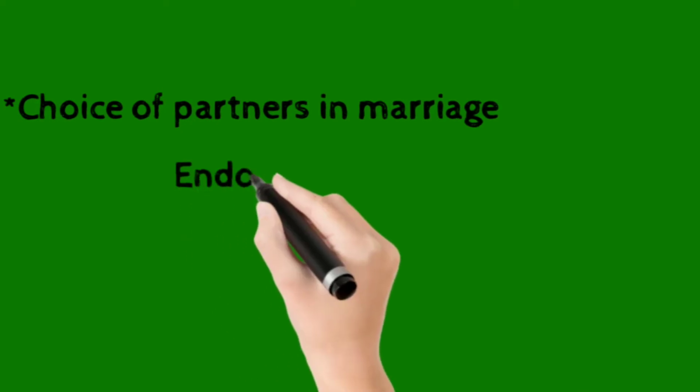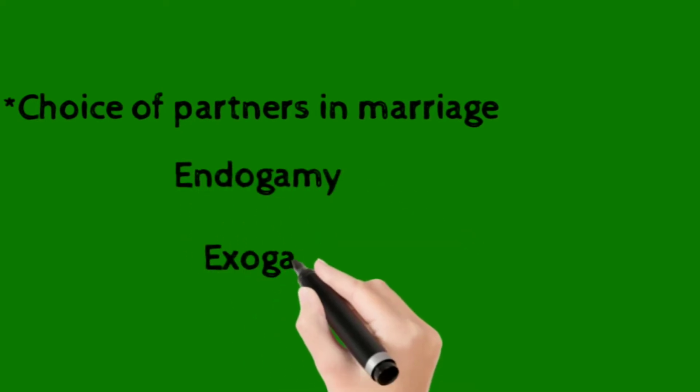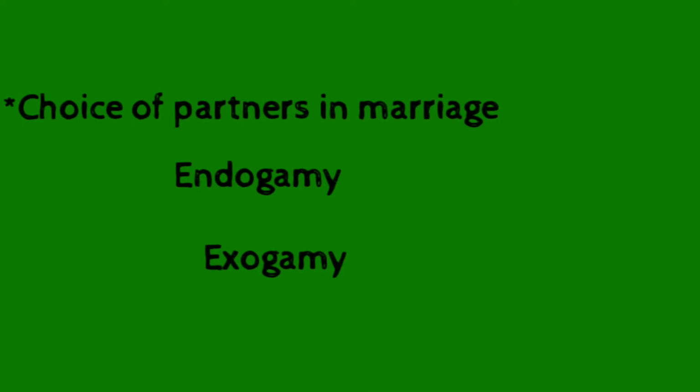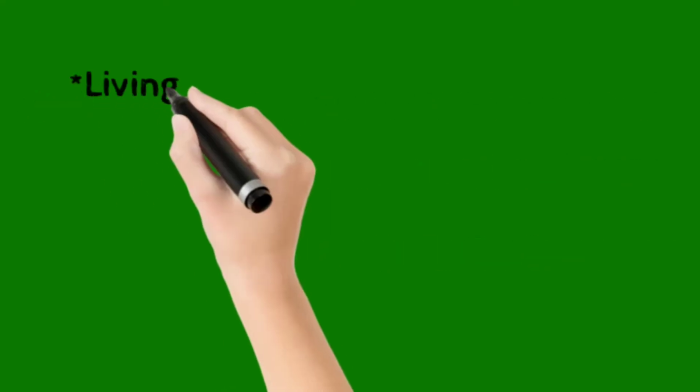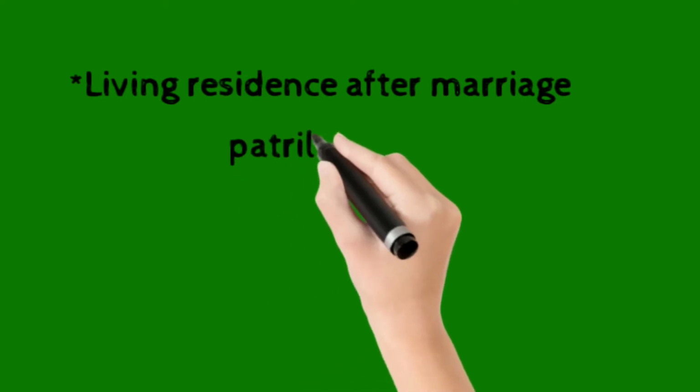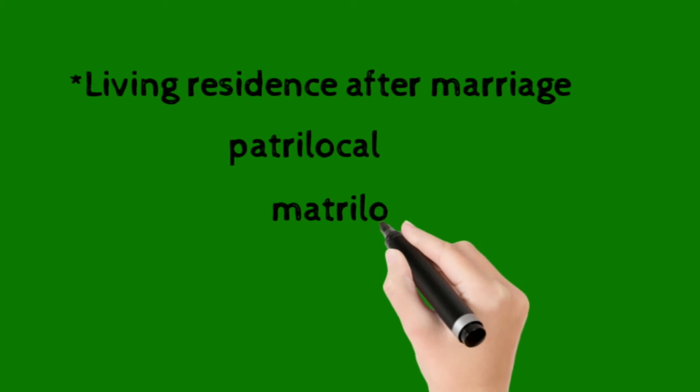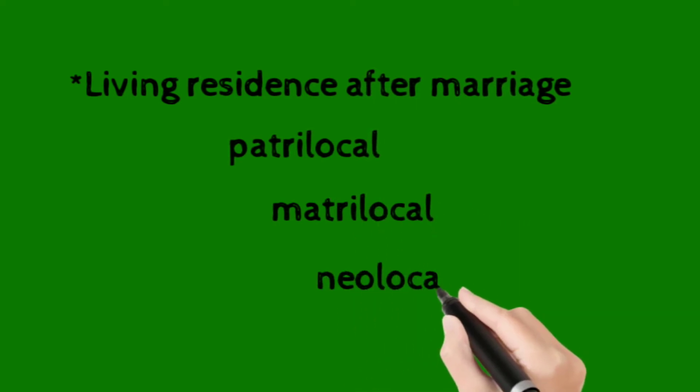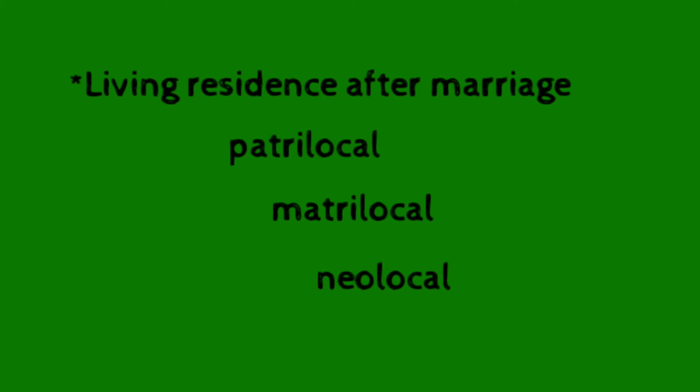The second category that we looked at is choice of partners in the marriage, where the partners are chosen from, whether inside the group or outside the group. The terms we use are endogamy if the partner is chosen from inside the group, and exogamy if from outside of the group. The third category is living residence after marriage, in other words, where the couple would live after they have been married. The terms under that category are patrilocal, matrilocal, and neolocal.